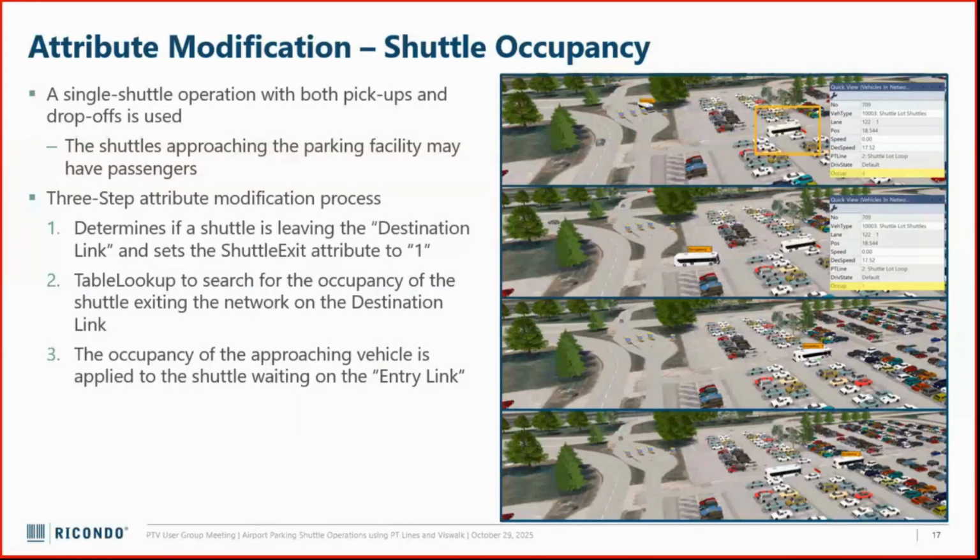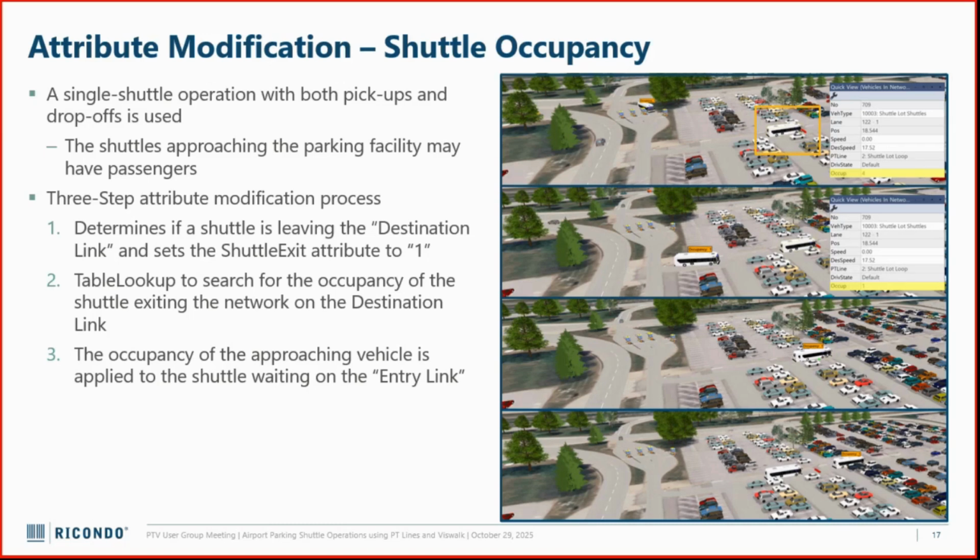Next, we included some attribute modifications for the shuttle occupancy. For this operation, it was a single shuttle operation. So pickups and drop-offs occurred at both the departures and arrivals curbs. So that means that passengers will likely be coming into the parking facility. I'm not sure if you can see, but in the top right corner, the shuttle that's waiting at the stoplight, the VAP controlled signal, has an occupancy of 4, but the shuttle that's entering the lot has an occupancy of 1. We need to ensure that these have the exact same occupancy to ensure that all pedestrians are accounted for on the next loop.